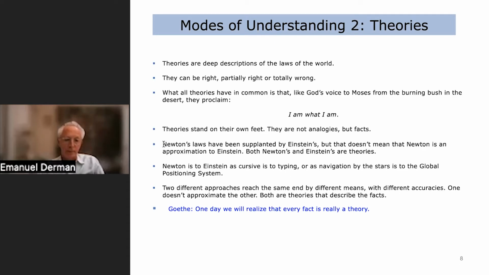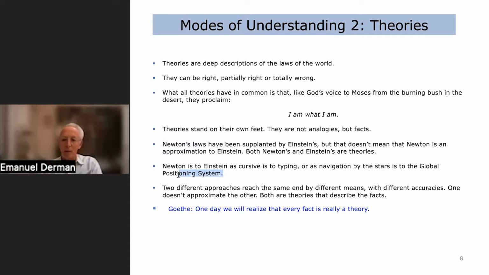Newton's laws have been supplanted 300 years later by Einstein's, but that doesn't mean that Newton's is an approximation to Einstein. Einstein is more accurate, but both Newton and Einstein are theories. As an analogy, Newton is to Einstein as cursive writing is to typing, or as navigation by the stars is to the global positioning system.